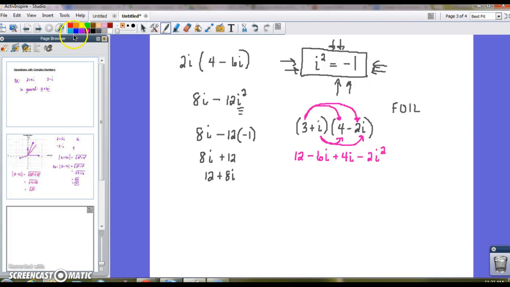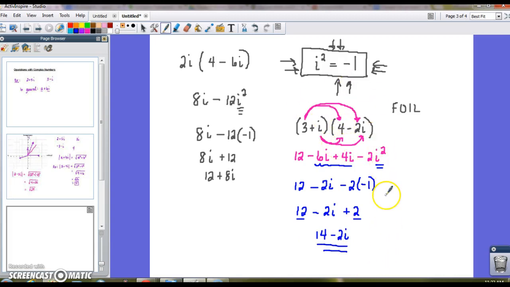There's a couple things then that are happening here. We can replace the i squared with negative 1, and we can combine those middle terms. So we have 12, then a negative 6i plus 4i is negative 2i. Okay? i squared is negative 1, so I'm going to replace that. I end up with 12 minus 2i plus 2, and now I'm going to combine my like terms. So I end up with 14 minus 2i. And that's how you multiply complex numbers together.